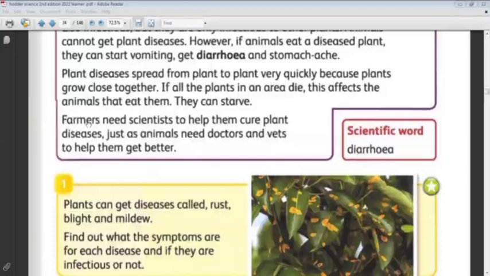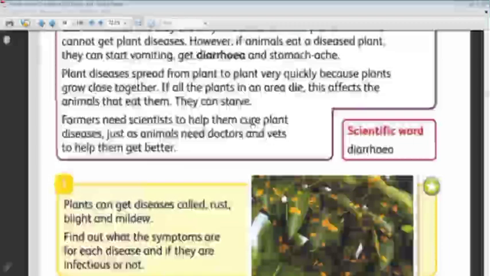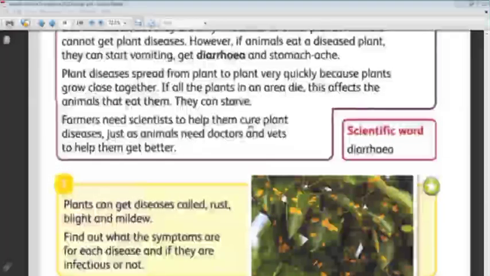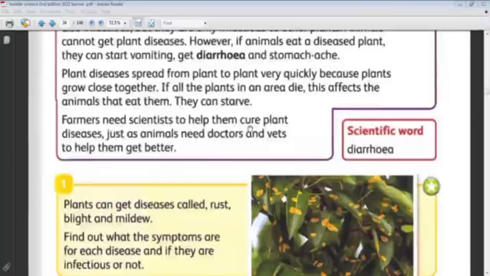Okay, so farmers are the persons who plant plants. Farmers need scientists. They need a scientist to do what? To help them cure plant disease, to treat or to remove the disease from the plant. Okay, so the scientists know how to help the plants with their diseases. Farmers need these scientists to help them to cure plant disease, just as animals and just as humans.